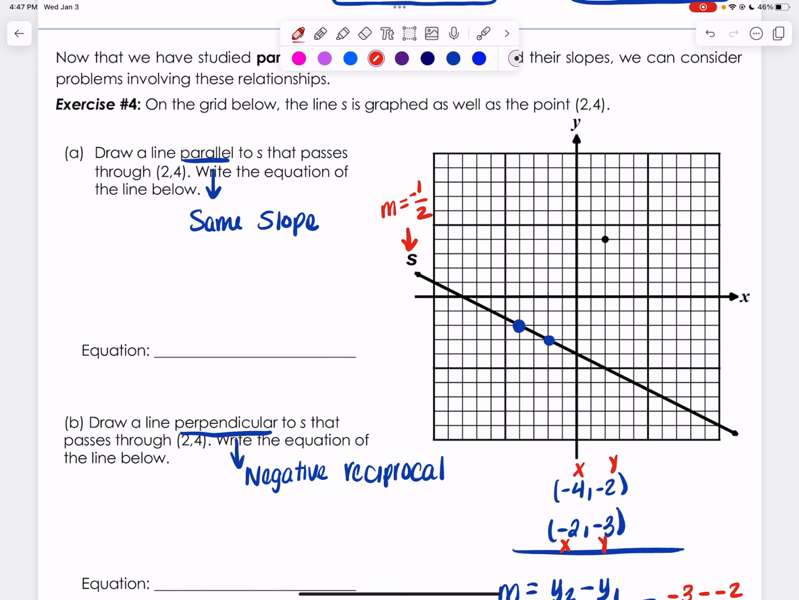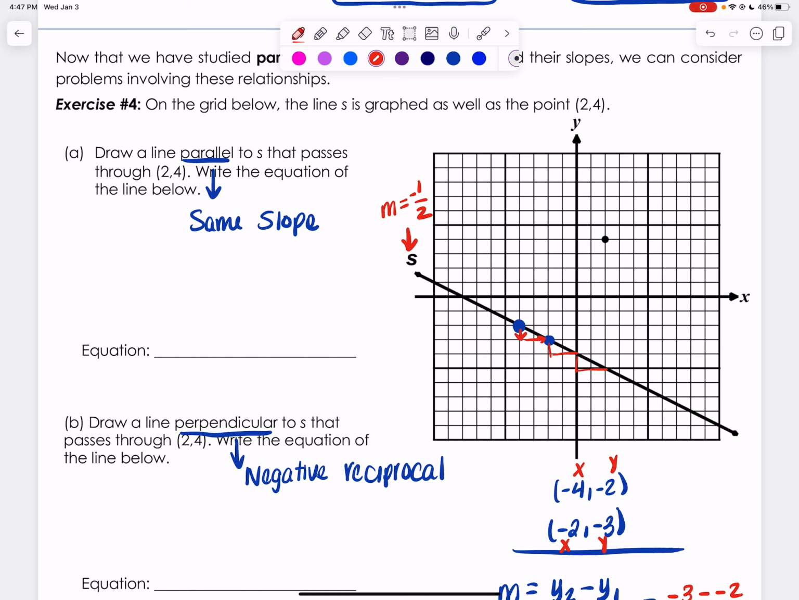Which means I'm going down 1, right 2, down 1, right 2, down 1, right 2. So if you didn't want to do the slope formula, you could have just done rise over run. But it's whatever you would like to do first. If you want to do the formula, you can do the formula. If you want to do rise over run, you can do either, just as long as you get it correct.